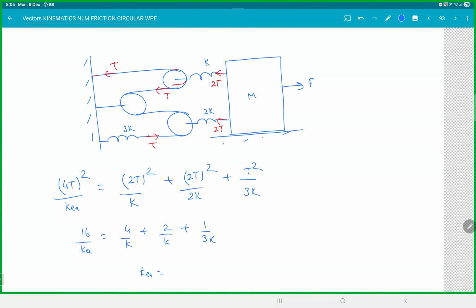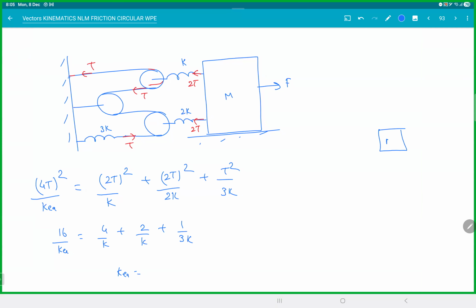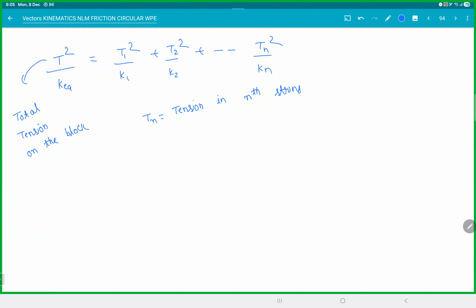That means you can replace this whole thing with one block with a spring of K equivalent. And you're applying force F. F is equal to K equivalent into X. That is the distance moved by the block. What's the time period for oscillations? 2 pi root over m by K equivalent. Remember that if you have one spring and one block, the time period is 2 pi root over m by K. Clear with this? Then it becomes easy if you know this equivalent spring formula.